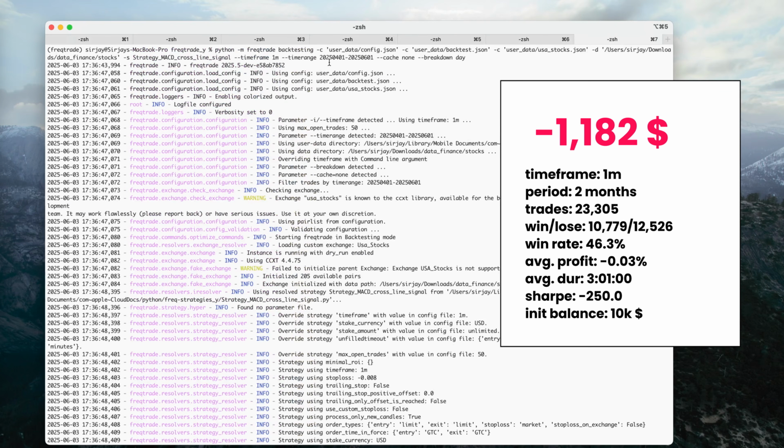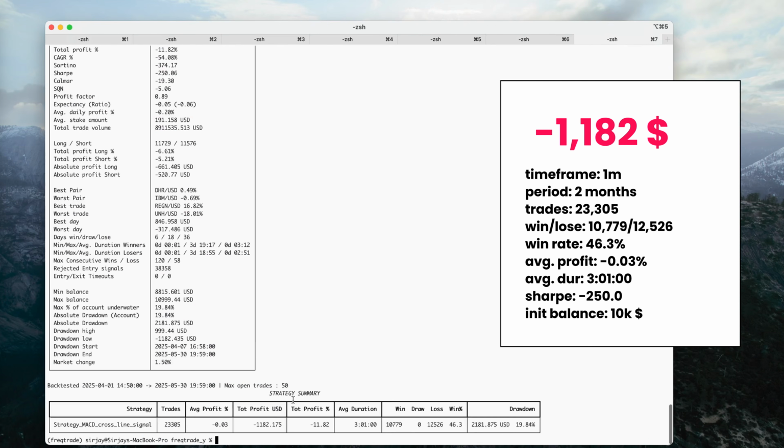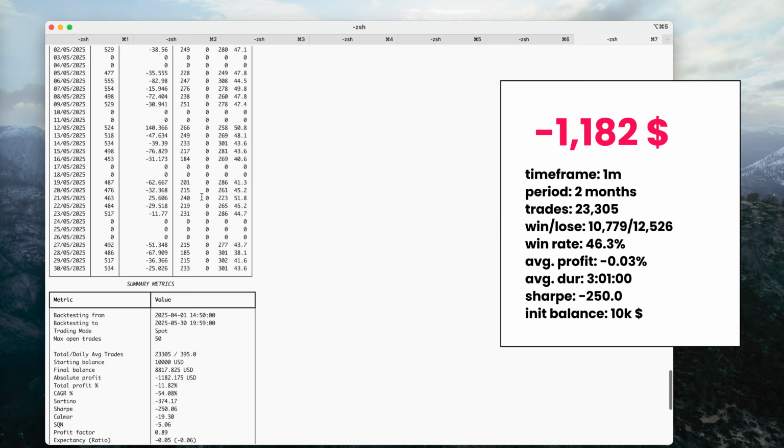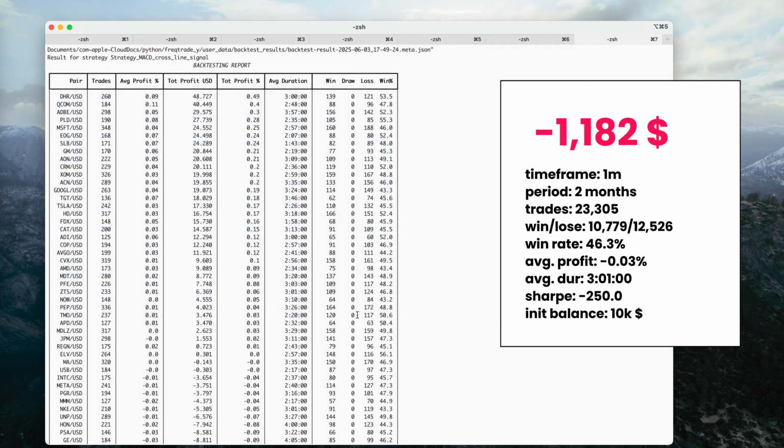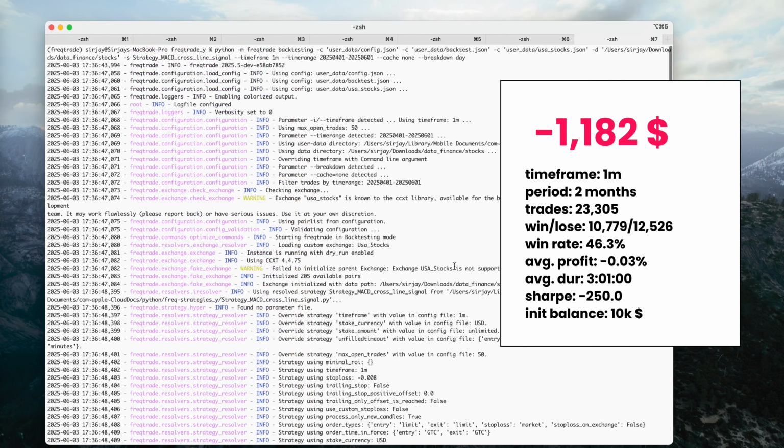And the 1 minute time frame we got for the last 2 months. It's also minus $1,000 and more. Everything is negative. Everything is here, most profitable. And this is it.